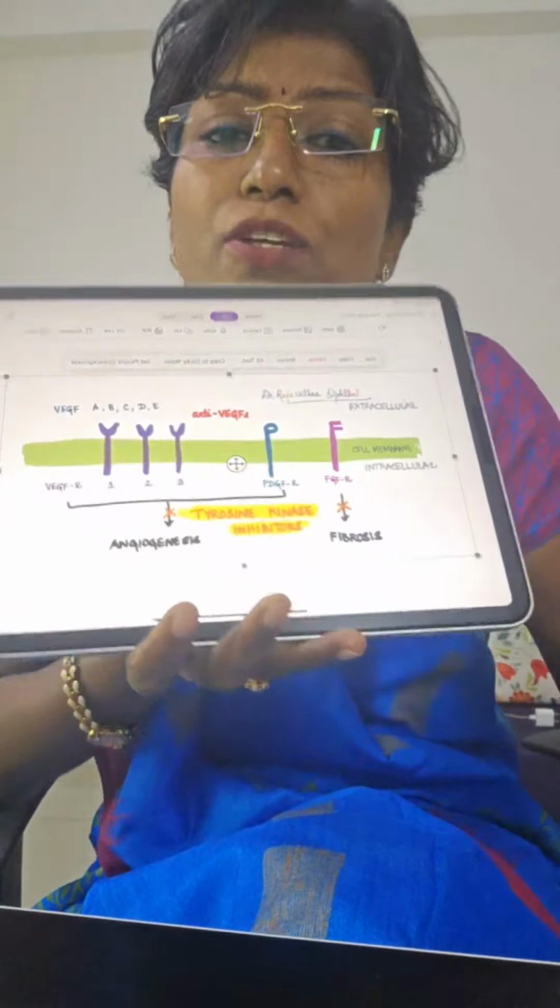Is that clear? But we don't want to do a monotherapy. Till now, in the trials that have been done, mostly it is a combination of anti-VEGF along with the tyrosine kinase inhibitors. Do you also know any other molecule which acts on 2 ligands?